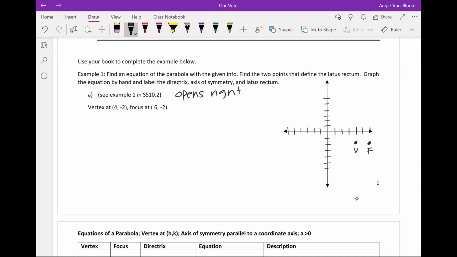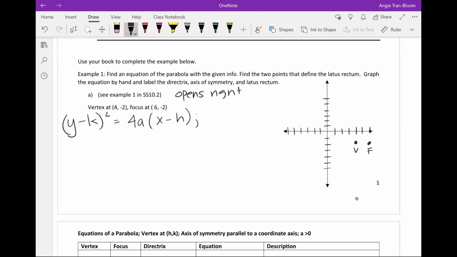If it opens right or left, which one is square? Which variable? Is it the x being square or is it the y that's being square? Y. So here's the standard form when it opens to the right. Y minus k quantity squared equals 4 times a, and that's positive because it opens right, times x minus h.